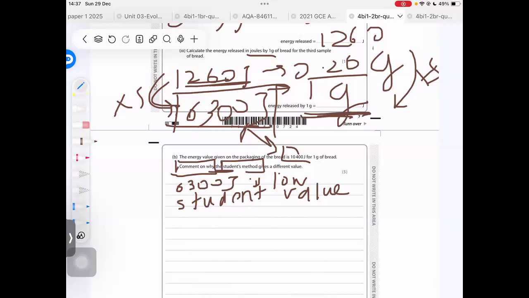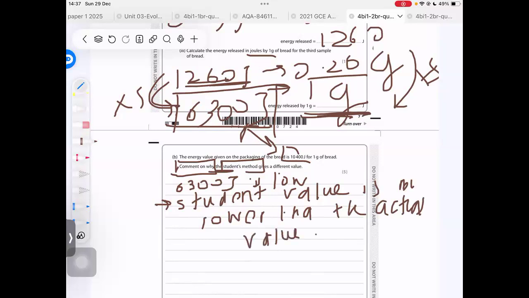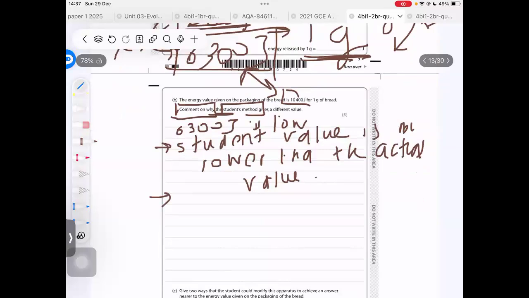So what is the data? The student's value is much lower than the actual value. That is the first point, the reference to the data. Now you give the judgment. What is the reason? You suggest things now. When they say comment, you can suggest the reasons. First you refer to the data and say this is what has happened: the student's value is lower than the actual value. Then you give the comments, that means what could be the reasons this happened.